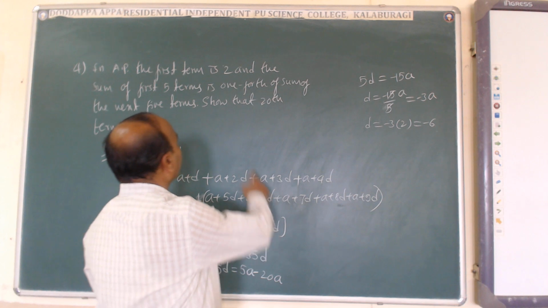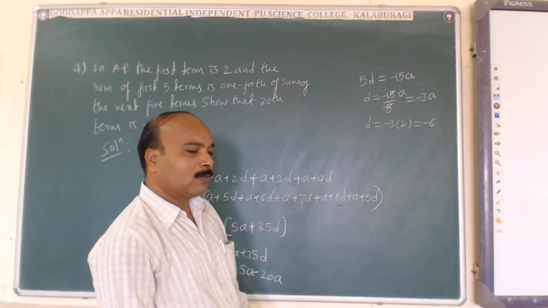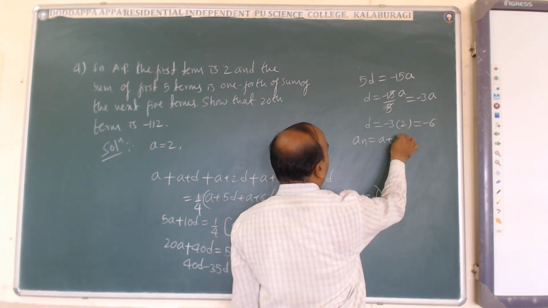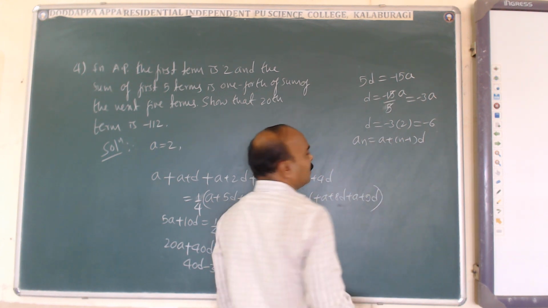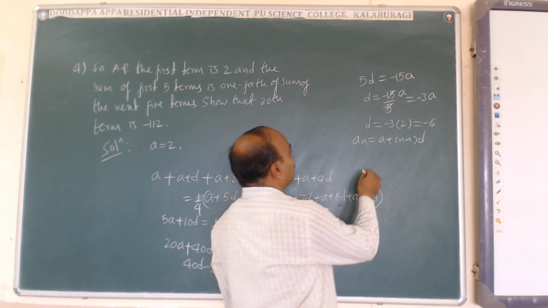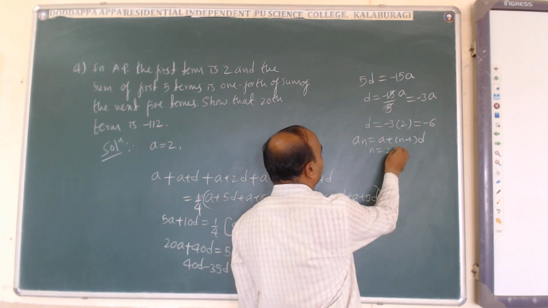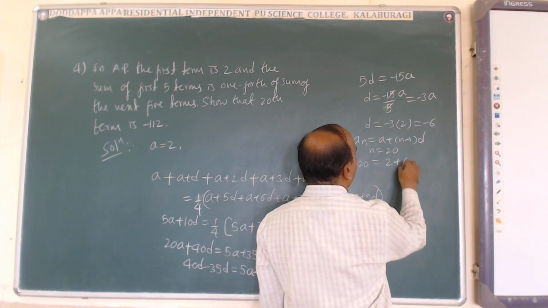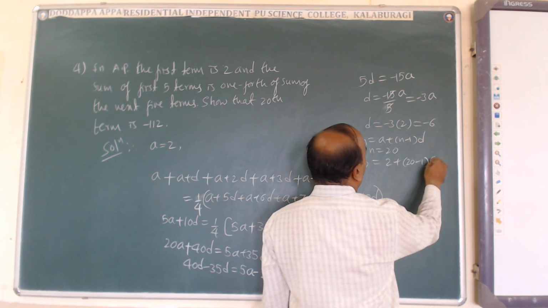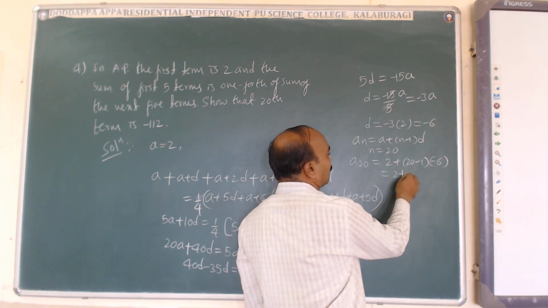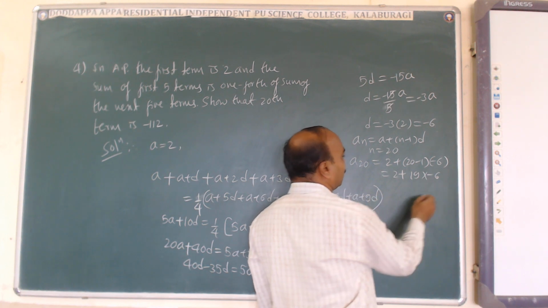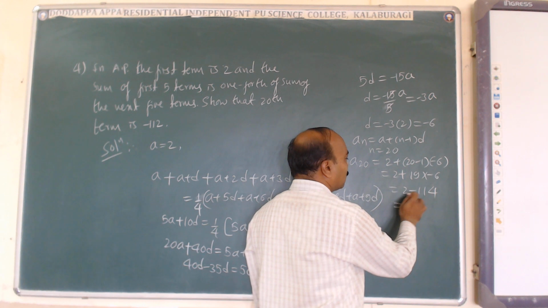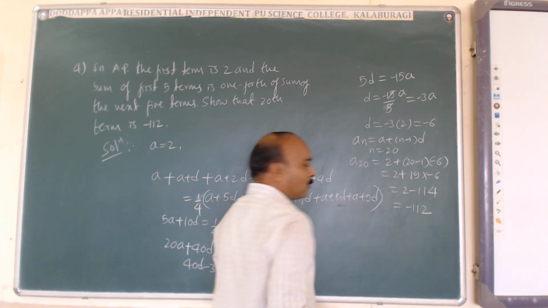Next you are asked to show that the 20th term is minus 112. For that you can use the nth term formula, an equal to a plus n minus 1 into d. Here n equal to 20 is given, then a20 equal to a value 2 plus 20 minus 1, d value got already minus 6, it is 2 plus 19 into minus 6, 2 minus 114, it is 2 minus 114 is minus 112.